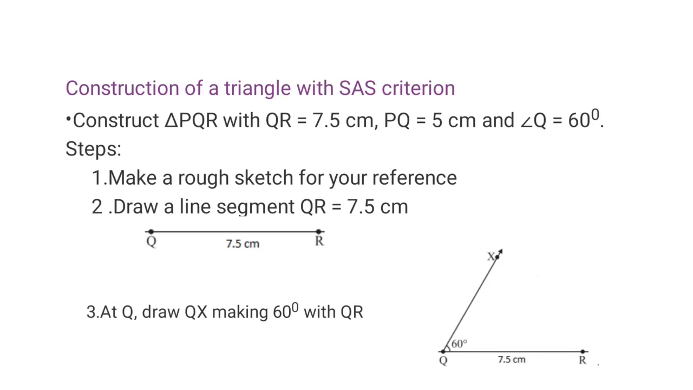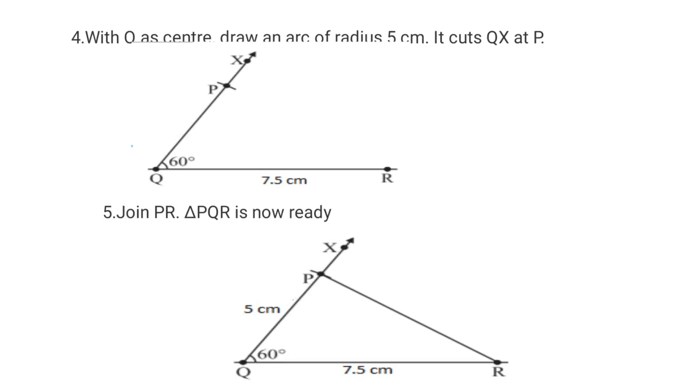Thus, to begin with, we'll draw the line segment QR of length 7.5 cm. Next, at Q, we will draw QX making 60 degree with QR. Now, with Q as center, we will draw an arc of radius 5 cm and this arc would cut QX at P. At the end, we would join PR and thus we can say that the triangle PQR required can so be constructed.